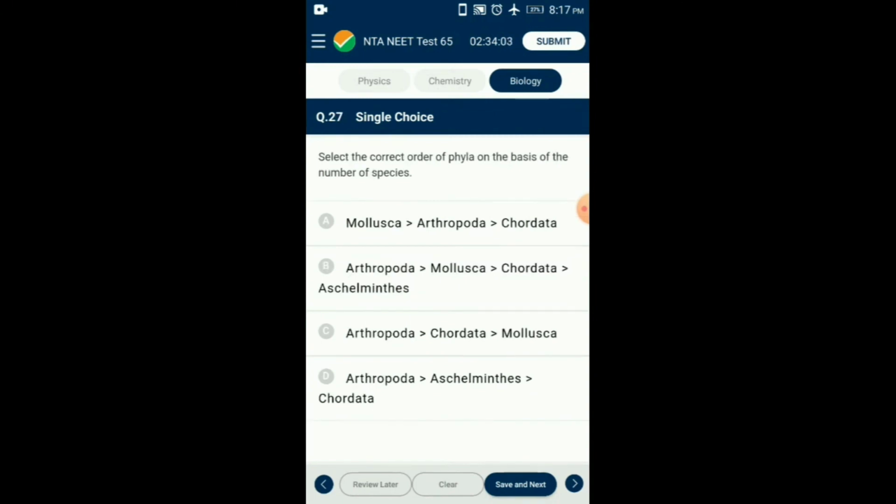Question number 27. Select the correct order of phyla on the basis of number of species. Arthropoda is the largest phylum with more than 1.1 million species, followed by Mollusca, 90,000 plus species, Aschelminthes, 80,000 plus species, and Chordata, 60,000 plus species. So the answer for this question is option D. Arthropoda followed by Aschelminthes followed by Chordata.